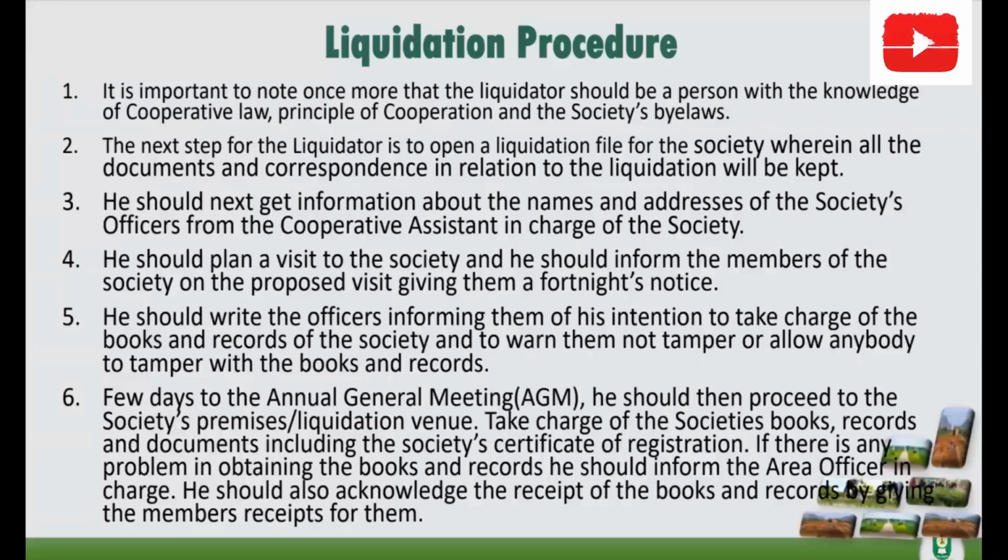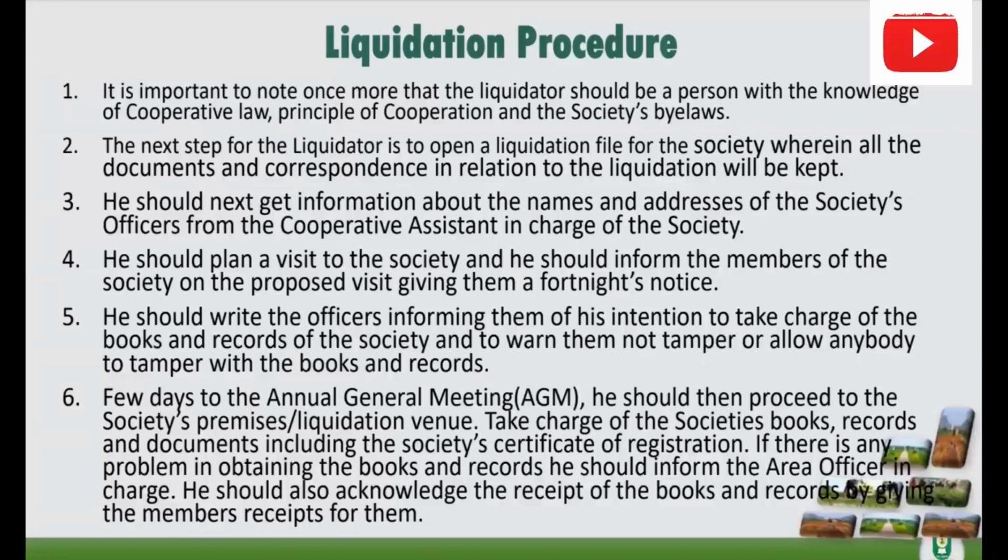Number 6, a few days to the annual general meeting, he should then proceed to the society's premises or liquidation venue. Take charge of the society's books, records, and documents, including the society's certificate of registration. If there is any problem in obtaining the books and records, he should inform the area officer in charge. He should also acknowledge the receipt of the books and records by giving the members a receipt for them.